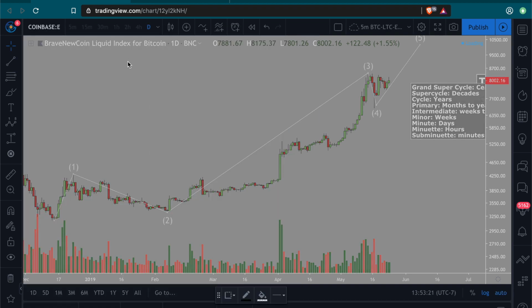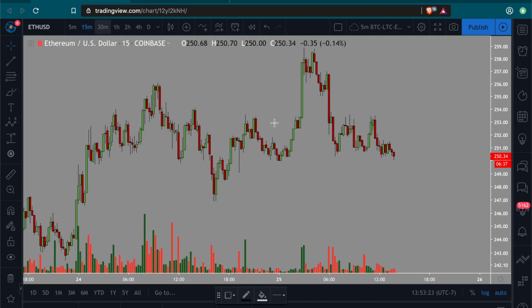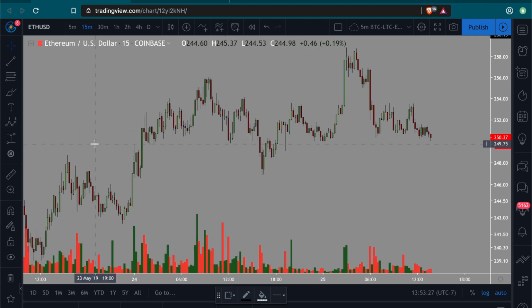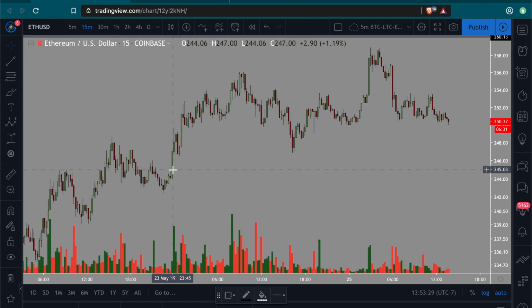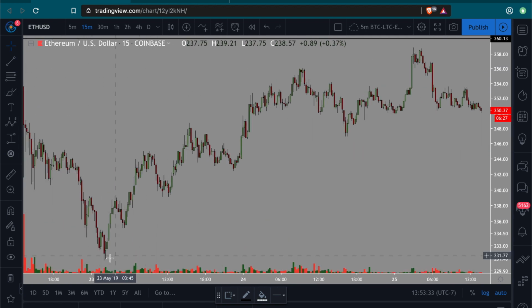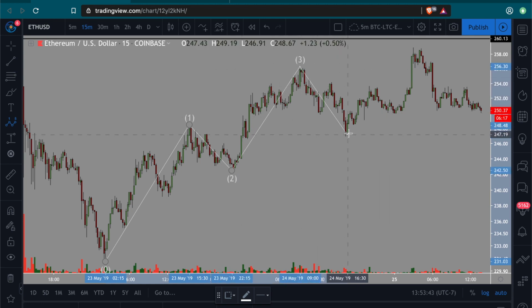You can go to Ethereum on, say, a 15-minute chart and start mapping out wave counts. So I guess you could look at it like this. Here's Ethereum, and here's that bottom that was put in right here. So we're going to draw our little Elliott wave count. Here's wave 1 potentially, 2, 3, 4.